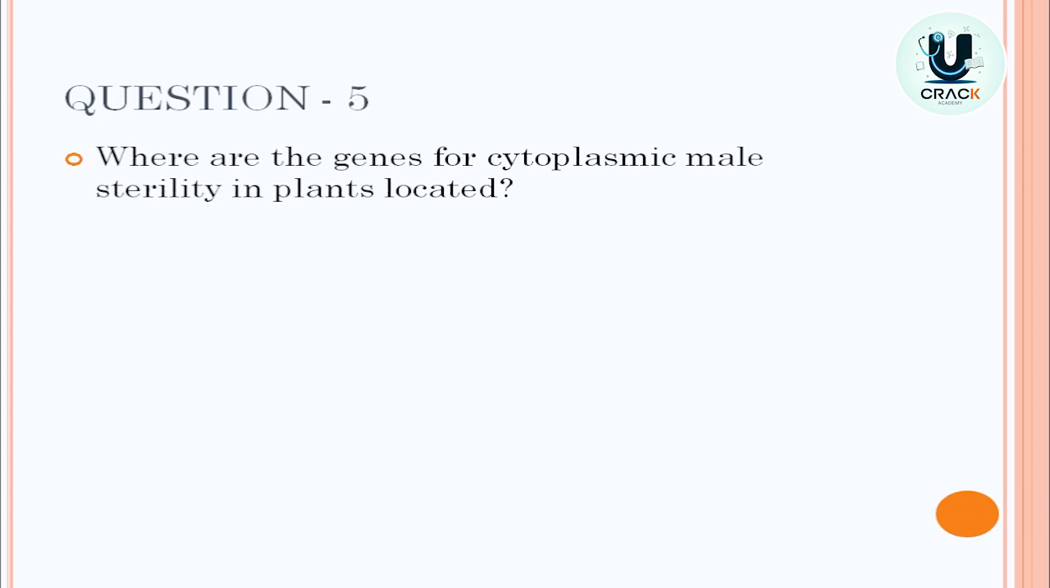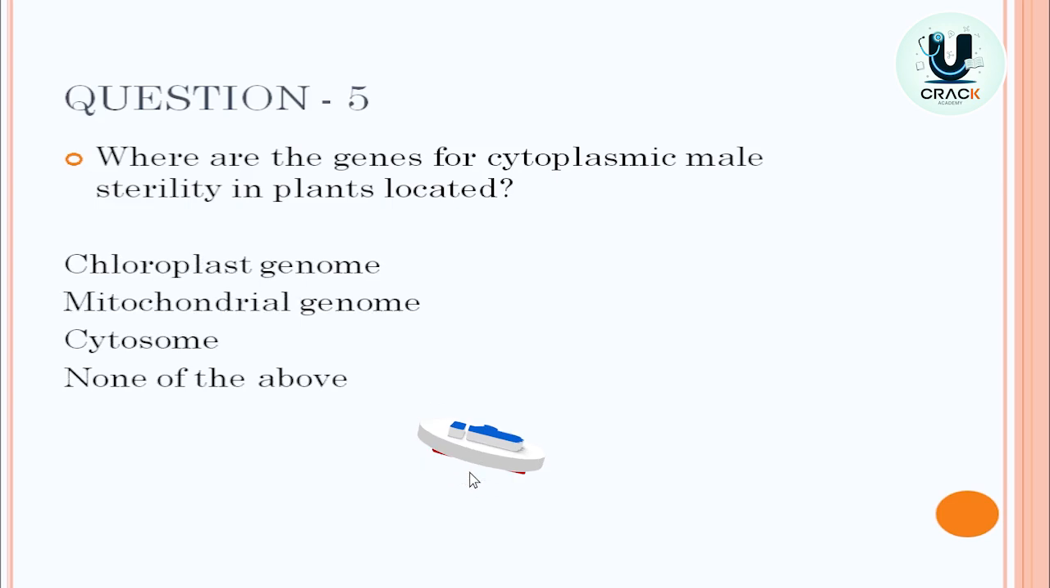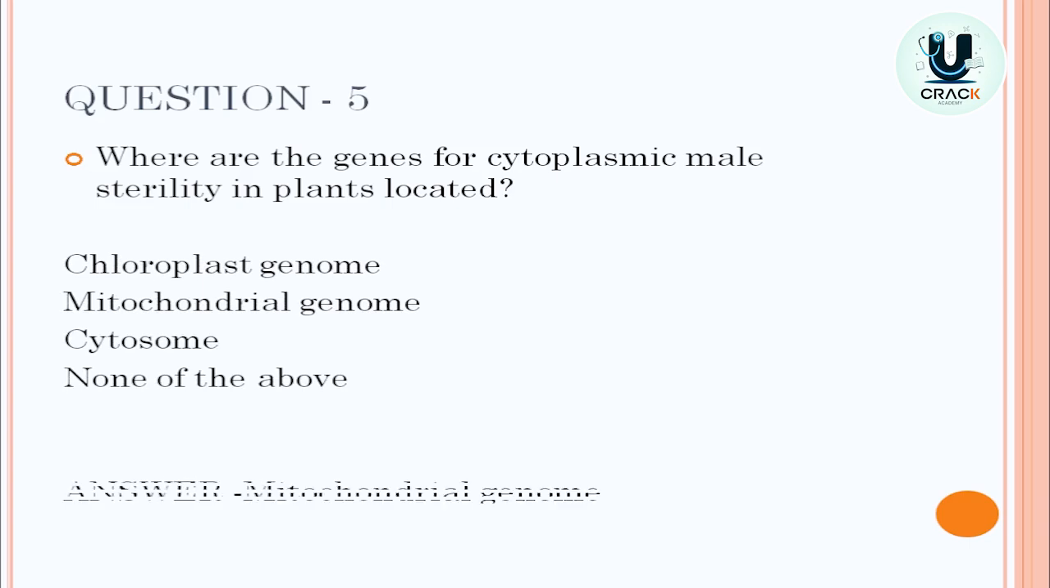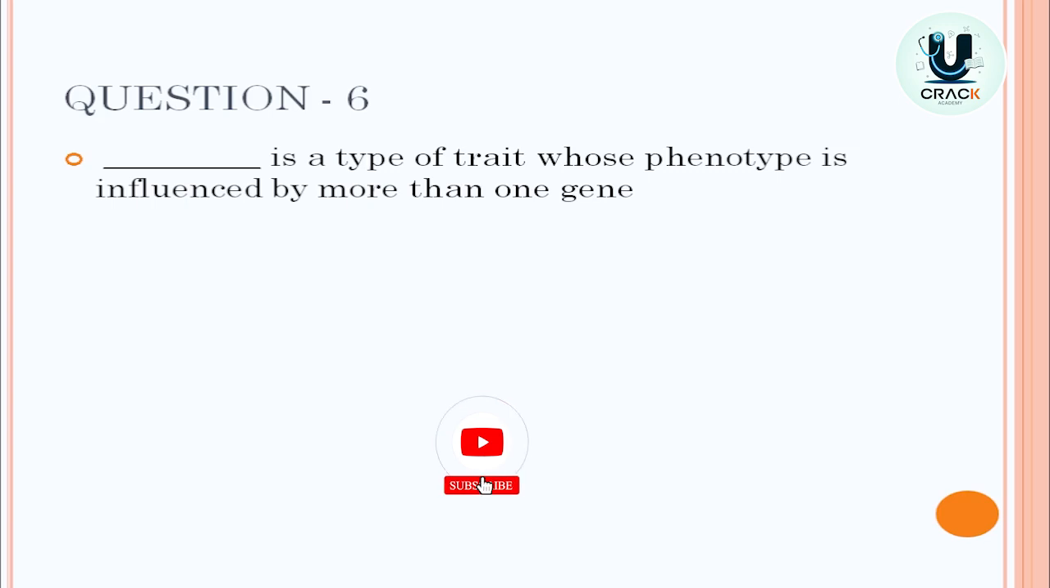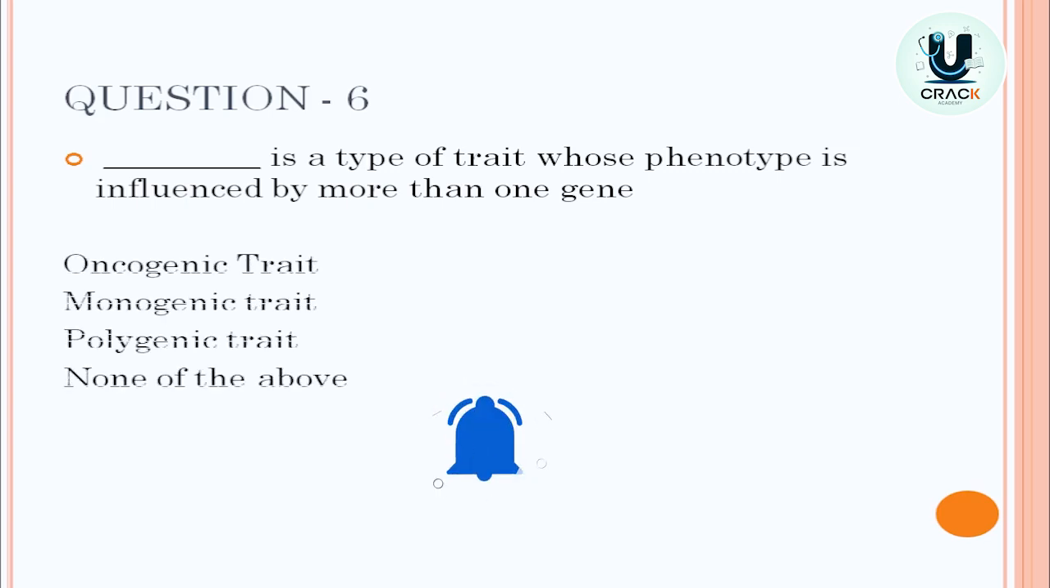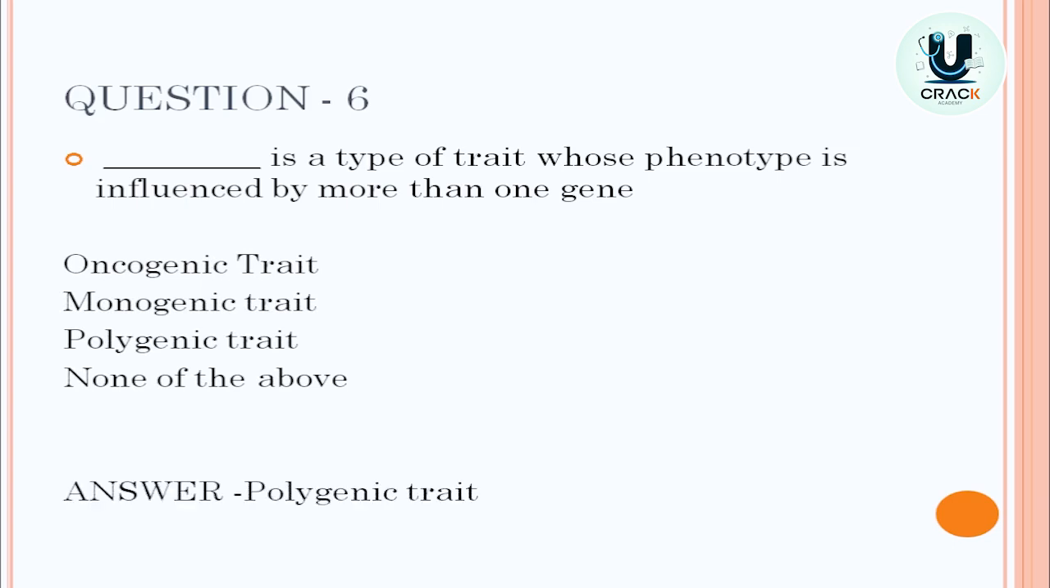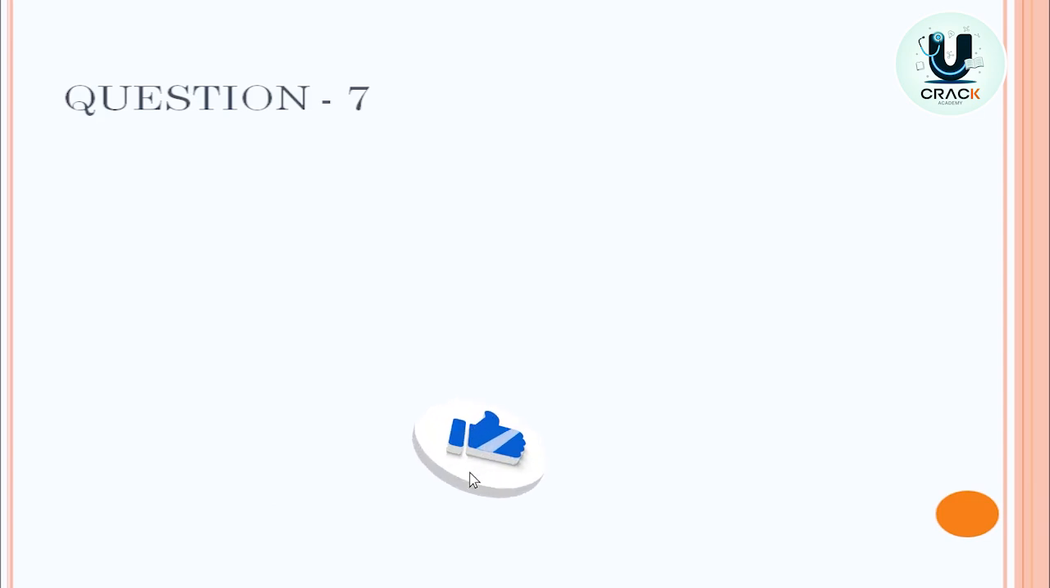Question number 5. Where are the genes for cytoplasmic male sterility in plants located? Chloroplast genome, mitochondrial genome, cytoplasm, none of the above. Answer: mitochondrial genome. Question number 6. Dash is a type of trait whose phenotype is influenced by more than one gene. Monogenic traits, polygenic traits, none of the above. Answer: polygenic traits.